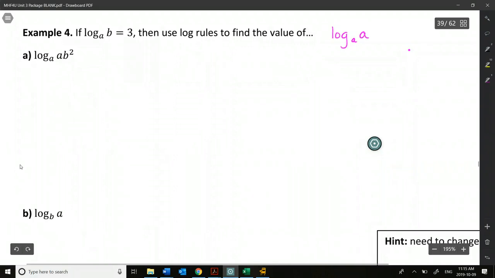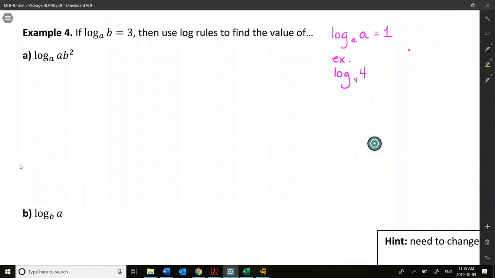Log base a of a. What is the log of any base to itself? 1. Why 1, Jonathan? Because if the base and the output are the same, that means that nothing changed. Okay, so if I had log base 4 of 4, for instance, I would be asking myself 4 raised to what exponent equals 4? So 4 raised to the exponent 1 equals 4. So any logarithm to the base of itself, log base a of a, log base b of b, log base 7 of 7, is equal to 1.